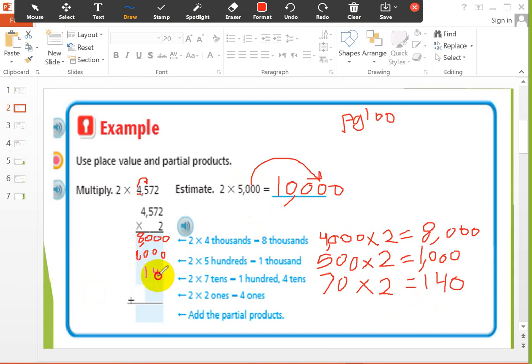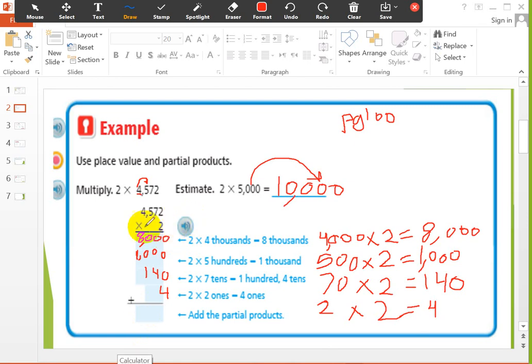So I will write it here, 140, and order the numbers. The last thing, I want to multiply 2 with the ones digit. The ones digit is 2. So I will multiply 2. The value of the 2 equals 2. 2 multiply 2 equals what? Equals 4. Thank you, Zain. That's right. So I will write the final answer under the ones digit. Okay?